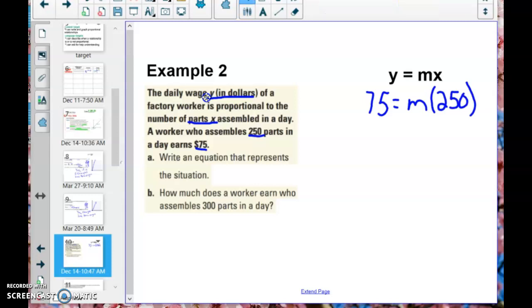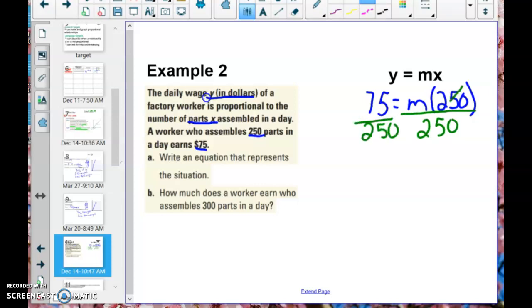Well, I want to solve this for m, so then I can write my equation. So I'm going to divide by 250 on both sides, which means my m is going to equal 0.3. So that means my equation would be y equals 0.3x. So what that means in this situation is that you are getting 30 cents per part that you are assembling each day.